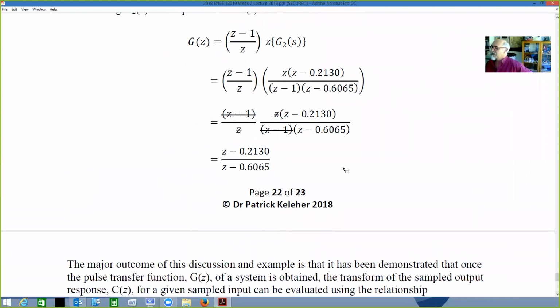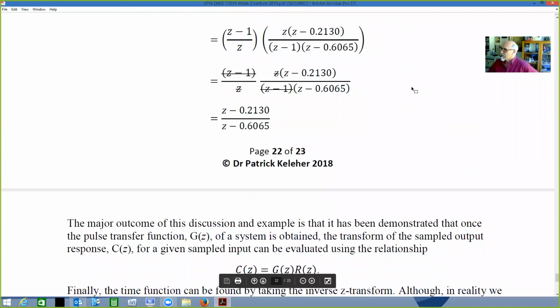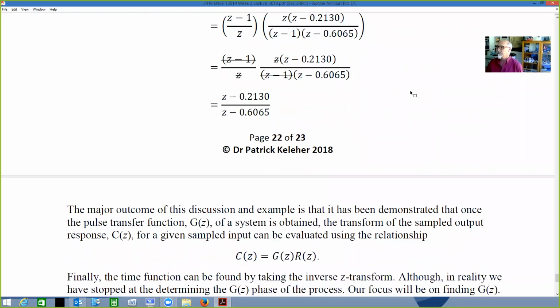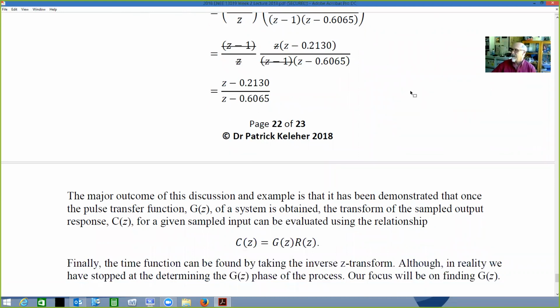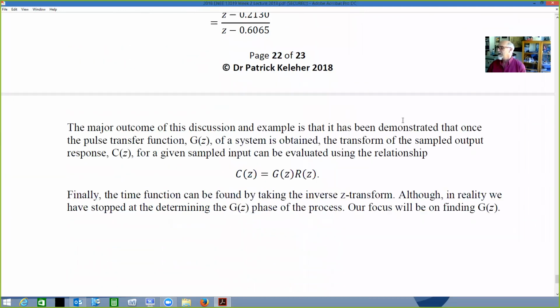The major outcome of the discussion and the example is that we've demonstrated that once the pulse transfer function G of Z of a system is obtained, then the transform of the sampled output response C of Z for a given sampled input can be evaluated using that relationship. Finally, the time function can be found by taking the inverse Z transform, although in reality we stopped at G of Z as we've done here. But I just wanted to remind you that you can do that.